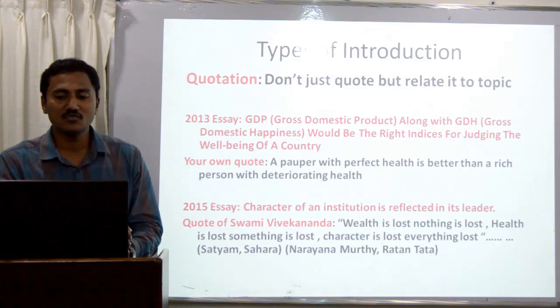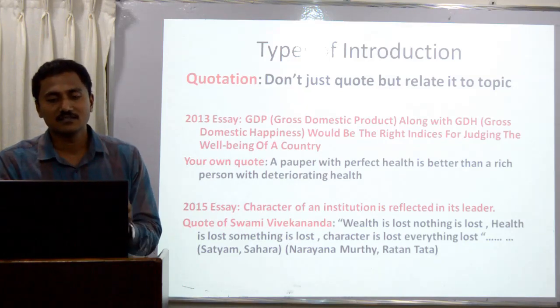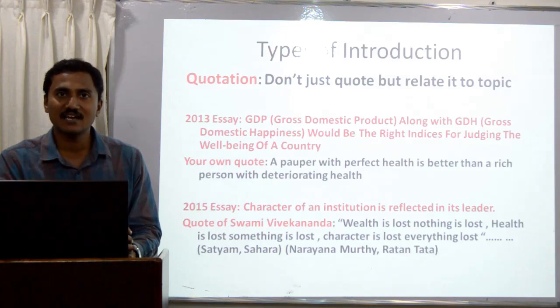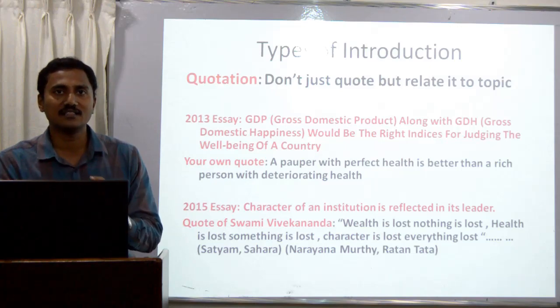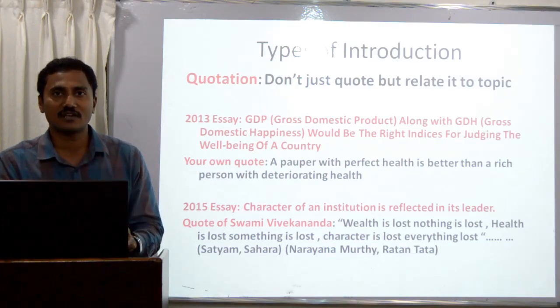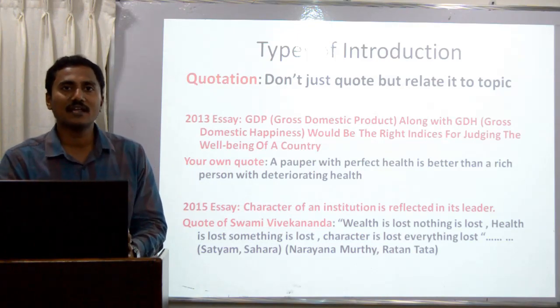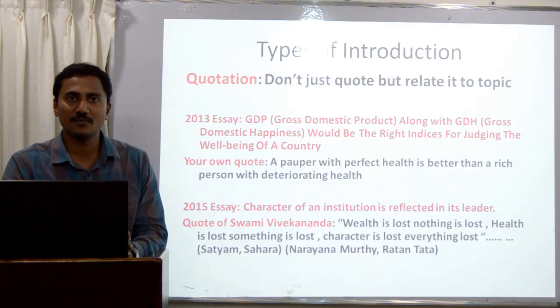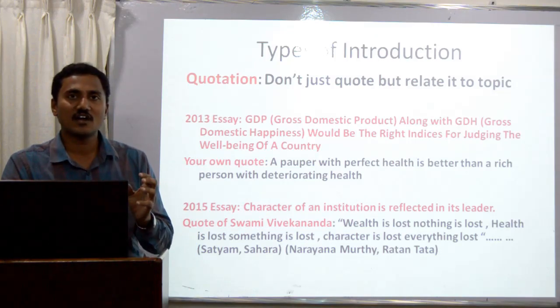For example, you say that for a person, wealth is not the only important thing; good health is also important. The quotation clearly says that a person having very good wealth, if he does not have enough health, is equal to a beggar. You can apply the same thing to a country. A country which is economically very strong, which has good GDP, but which has a poor happiness index, is not as good. So like that, you have to take a quotation and relate it to the essay topic.